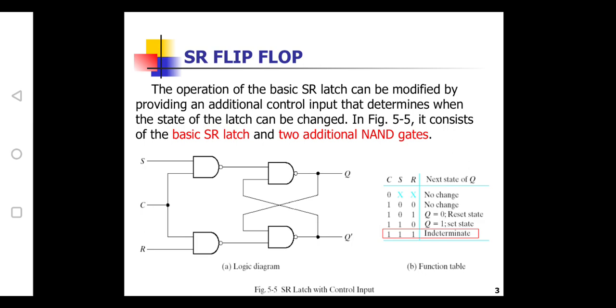So let us start the detailed description of an SR flip-flop. An SR flip-flop or an SR latch consists of two NAND gates or two NOR gates cross-coupled to each other. The second part of the circuit, that is, the two NAND gates whose outputs are given to the inputs, is nothing but what is called a latch. Along with this, we add two more NAND gates, which makes it a flip-flop.